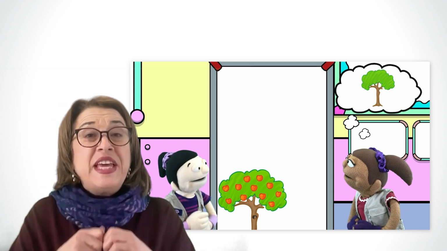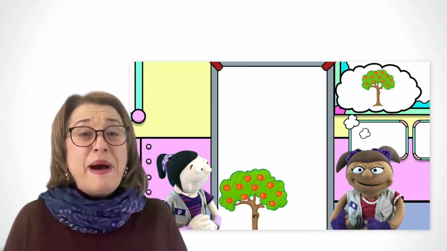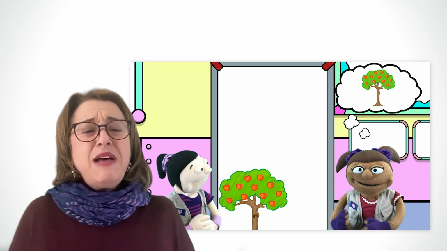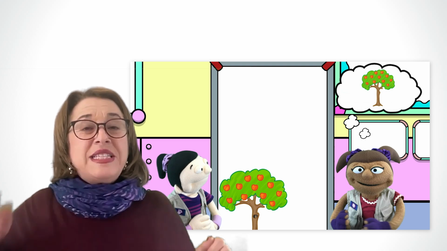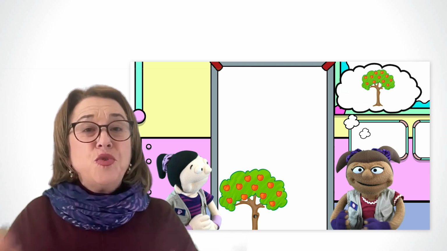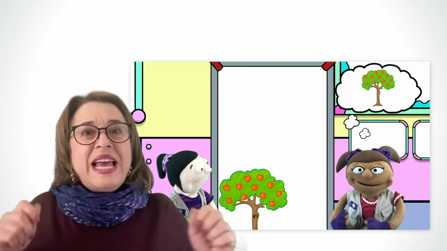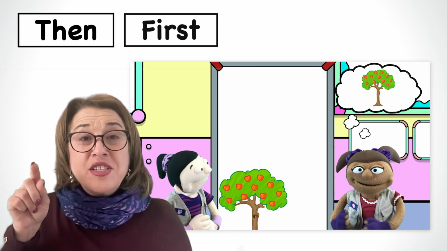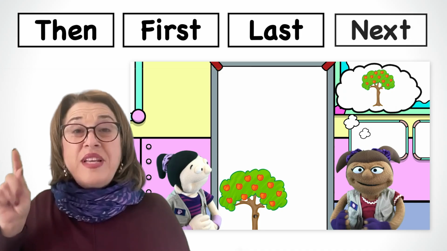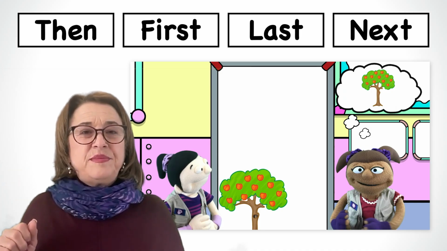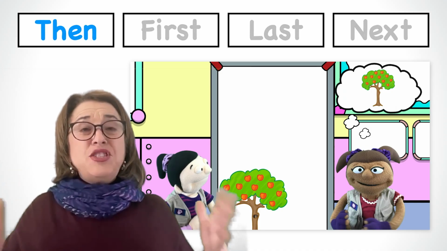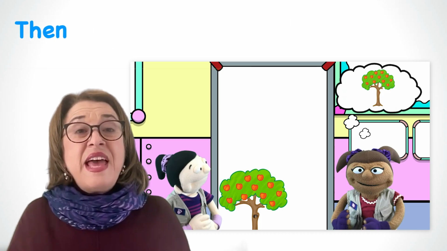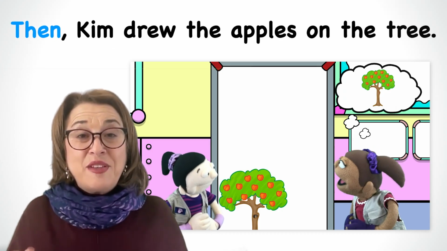What is Deepa thinking Kim drew after the leaves of the tree? Yes, Deepa is thinking about the apples on the tree. Now let's pick a different sequence word to tell what comes after she drew the leaves of the tree. Is it then, first, last, or next? Yes, let's use then. Then Kim drew the apples on the tree.